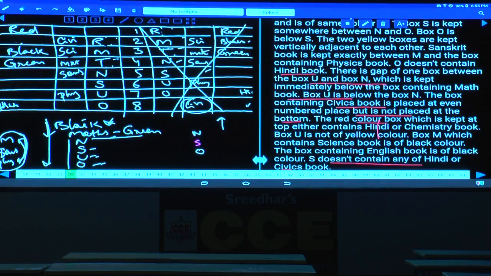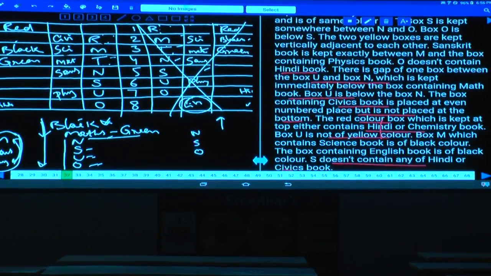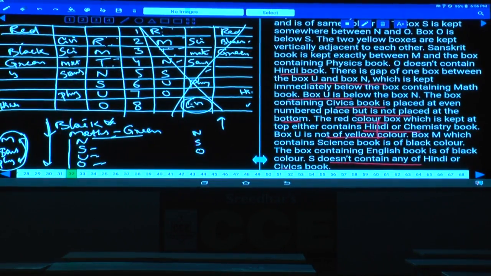Red color box is kept at the top and it contains either Hindi or chemistry. Either Hindi or chemistry, isn't it? U is not of yellow color. As U is not of yellow color, are both the yellow colors adjacent to each other or not? As both these two yellow colors are adjacent to each other, hence these two must be yellow and yellow.